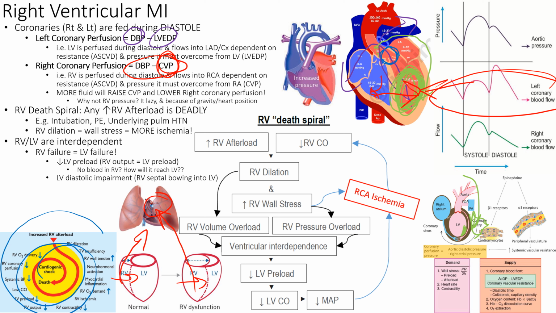We have medications that can do pulmonary vasodilation, but also we want to unload the RV as much as possible. So more fluid will raise the CVP and lower the right coronary perfusion. So this is a death spiral, right? If we increase RV afterload, what is afterload? That is the pressure.